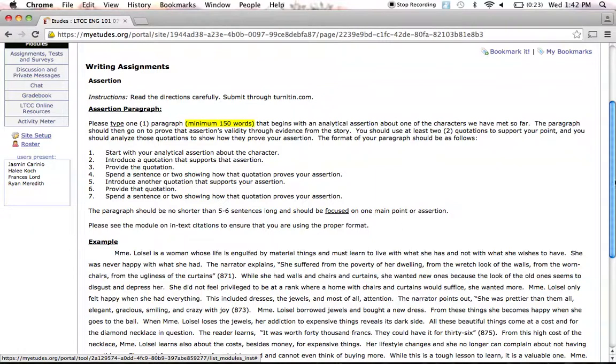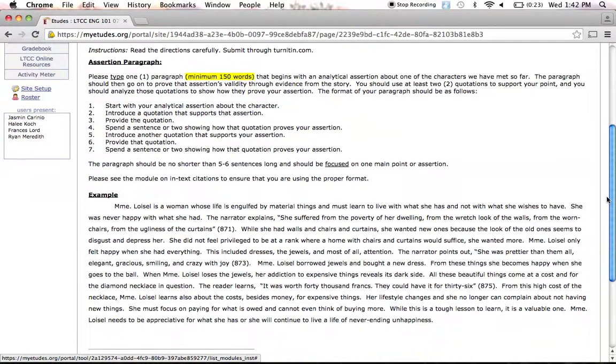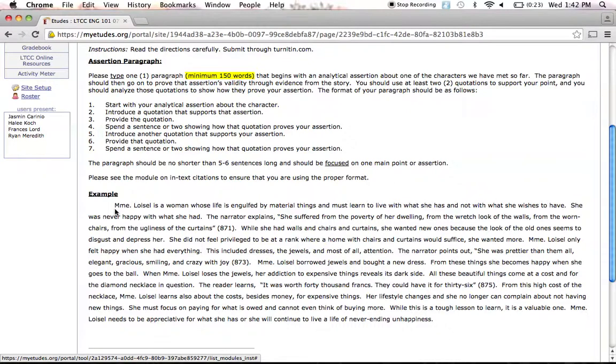So in this example below, which I don't think is my favorite, I should at some point redo this, it starts with, "Madame Loisel is a woman whose life is engulfed with materialistic things and must learn with what she has and not with what she wishes to have." Okay, so again, why do I think this is only okay? Well, it's pretty clear to everybody that she is materialistic. I don't really think anyone would debate that. So I don't think this is the strongest assertion, but that's fine.